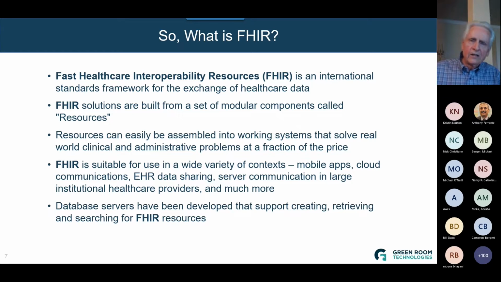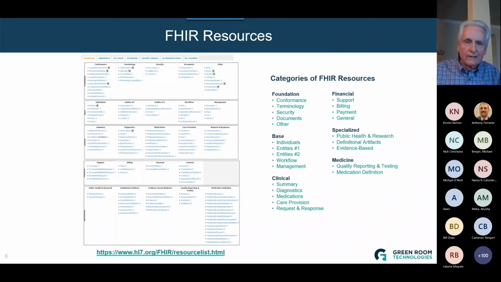And different than previous standards in the healthcare world, we really think of FHIR as a data model and as a database server. So we have database servers. And if you wanted to learn about FHIR, you go to the FHIR website and there's a list of all the FHIR resources.